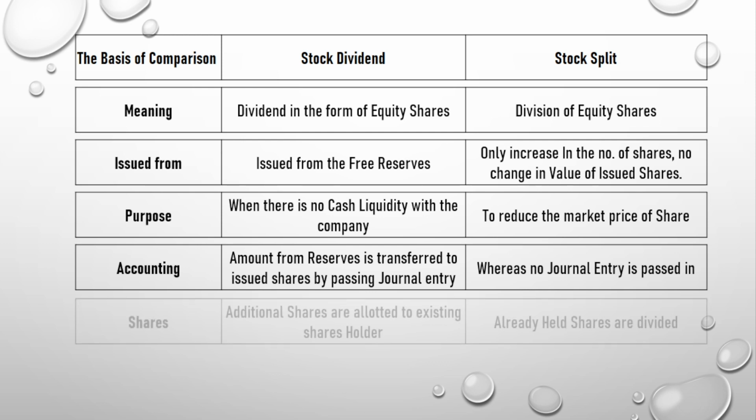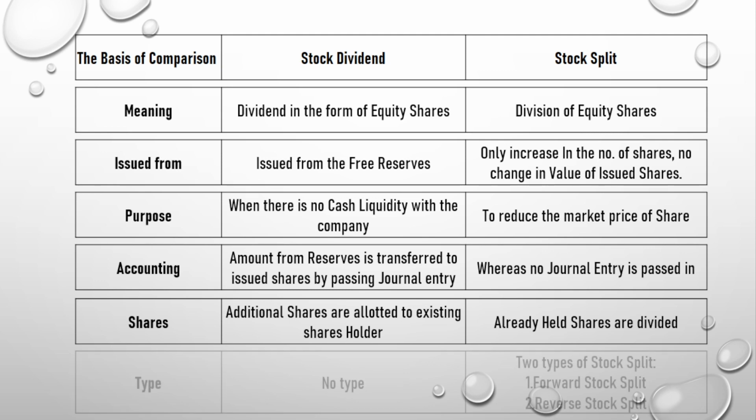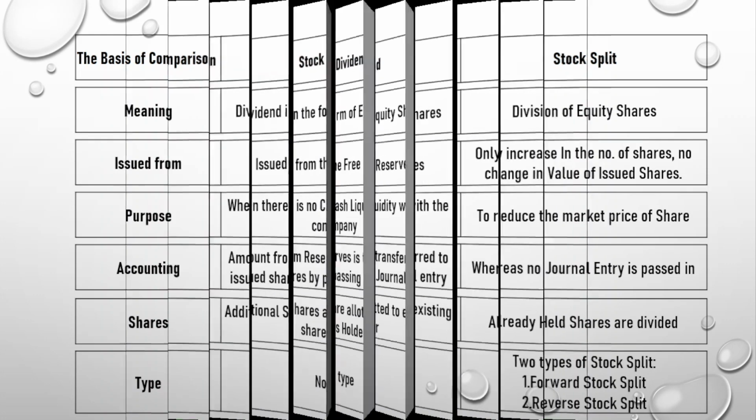In a stock dividend, existing shareholders are allotted additional shares, whereas in a stock split the shares which are already held are divided. There is no type of stock dividend available in the stock market, whereas there are two types of stock split available in the market. The first one is a forward stock split, the second one is a reverse stock split.